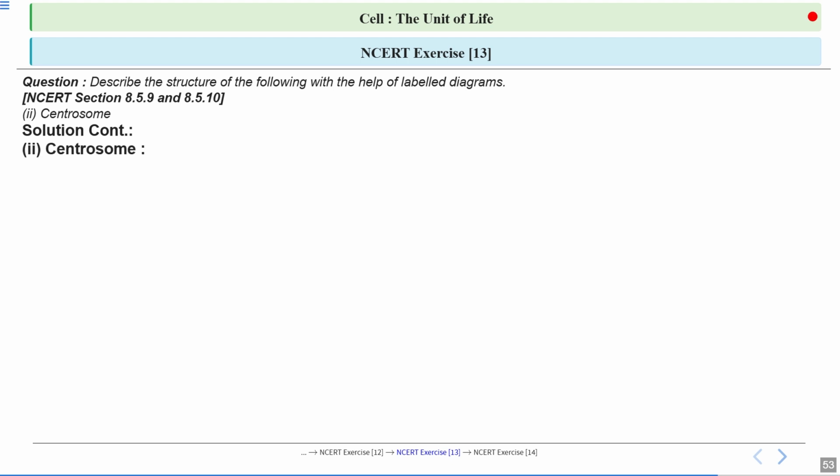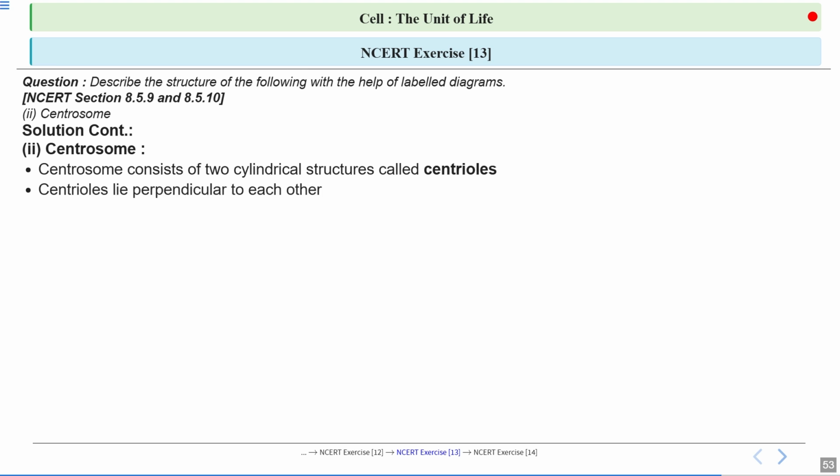Let's talk about the centrosome. The centrosome consists of two cylindrical structures called centrioles. So each centrosome consists of two centrioles. The centrosome is divided during cell division. These centrioles present within the centrosome lie perpendicular to each other, meaning at 90 degrees to each other. Now, they have a cartwheel-like organization.